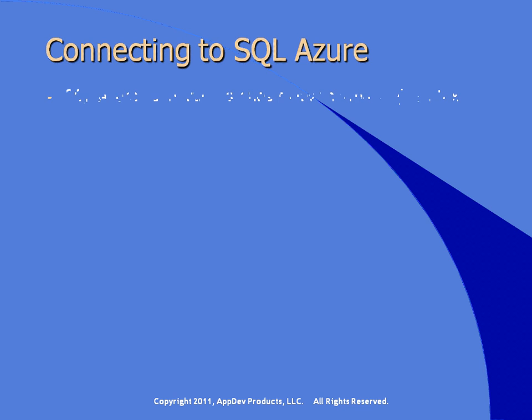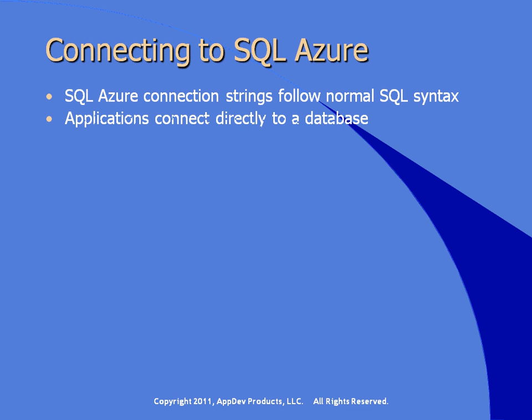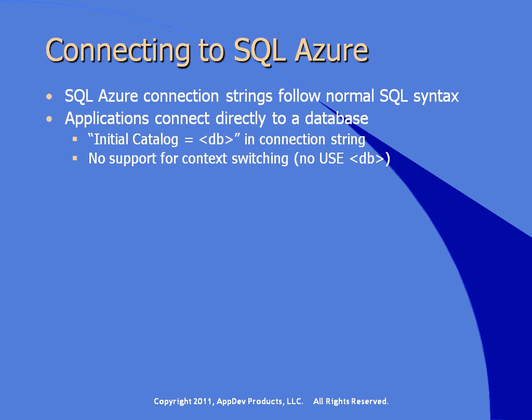Let's start first by talking about how to connect with SQL Azure. We took a look at the connection strings in our Windows Azure Management Portal, and SQL Azure connection strings follow the normal SQL syntax. We saw that in the connection strings, right? You pull it up and you specify the server name and the username and different options. Then this allows applications to connect directly to a database. It's very simple, so there's not a whole lot of change from what you're used to in connecting to a SQL database now. You do need to specify the initial catalog in the connection string.